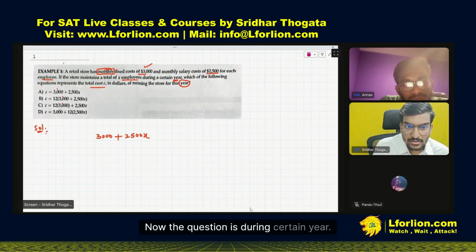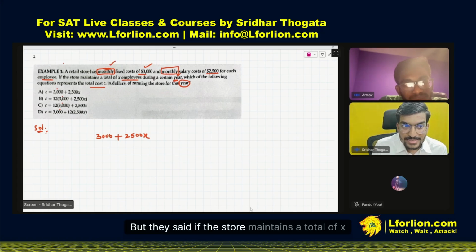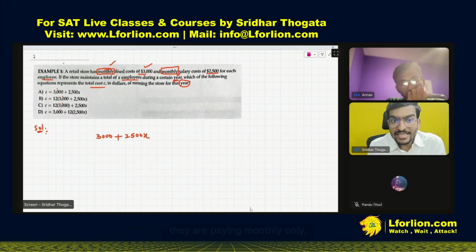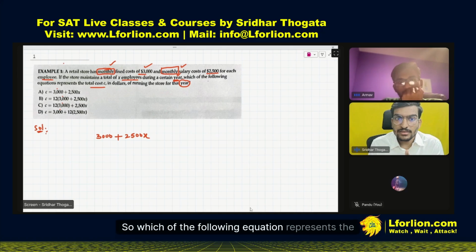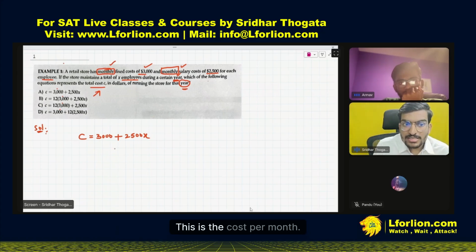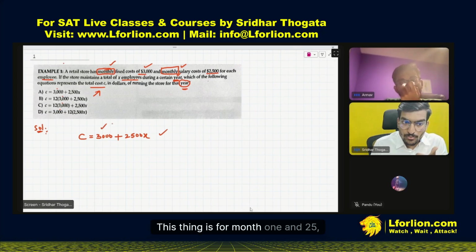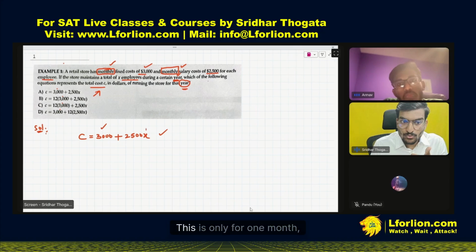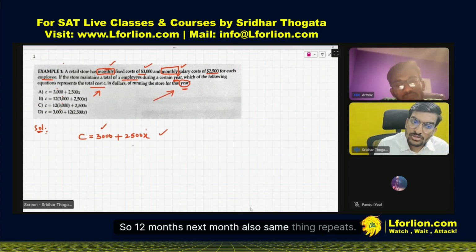Now the question is about a certain year. Here the monthly salary and monthly fixed cost are paid monthly, but for 1 year, every month regularly. So which of the following equations represents the total cost C in dollars of running the store for the year? This is the cost per month: $3,000 for month 1, and 2,500 times X employees. This is only for 1 month, but we have to write it for 12 months. Next month the same thing repeats.